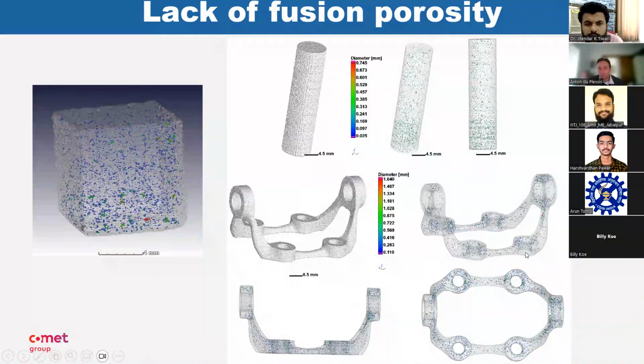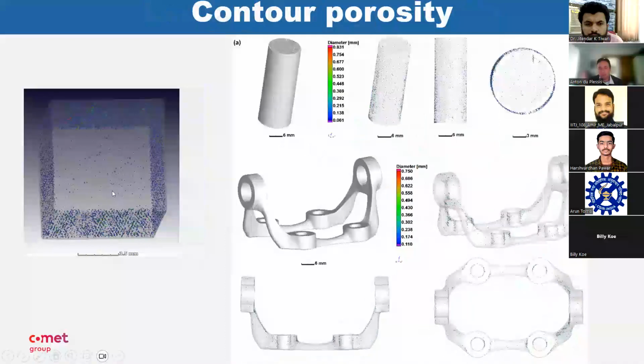Basically, these are examples of lack of fusion pores from a small 10mm cube up to a larger bracket of 60mm in length, 40mm in height. Just showing that specific types of defects, like contour pores in this case, also exist in the more complex and larger parts, not only in these small cubes. Again, proving that the cube is actually useful for optimizing and understanding the process. So there you see pores around the edges, and here you see pores also around the contours, mostly around vertical contours.